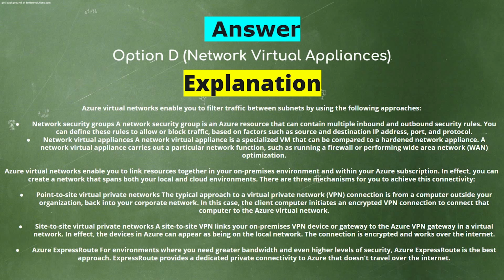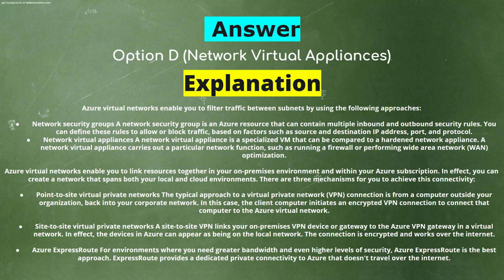Number 2. Network virtual appliances. A network virtual appliance is a specialized VM that can be compared to a hardened network appliance. A network virtual appliance carries out a particular network function, such as running a firewall or performing wide area network optimization. Azure Virtual Networks enable you to link resources together in your on-premises environment and within your Azure subscription. In fact, you can create a network that spans both your local and cloud environments.